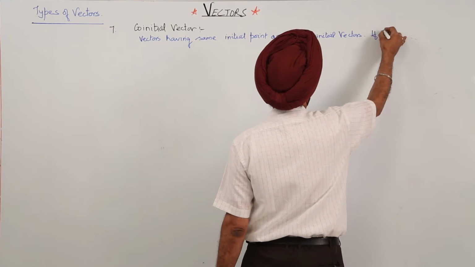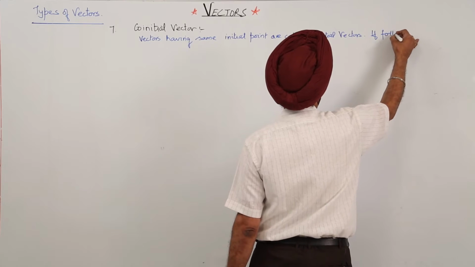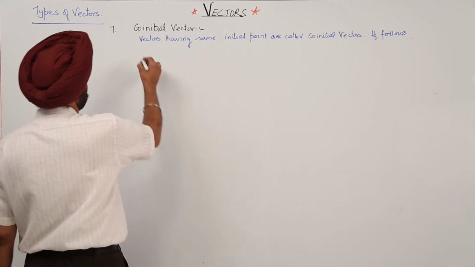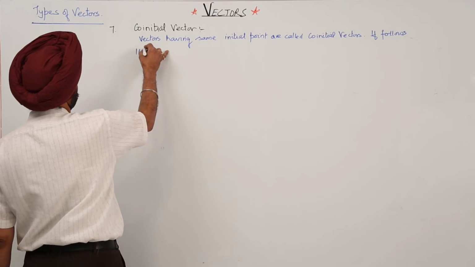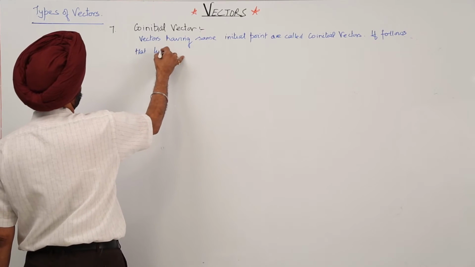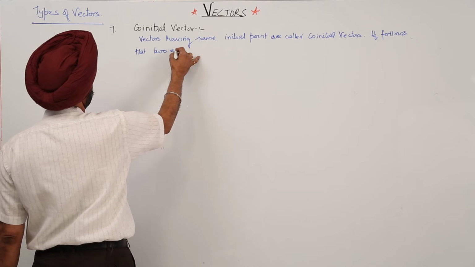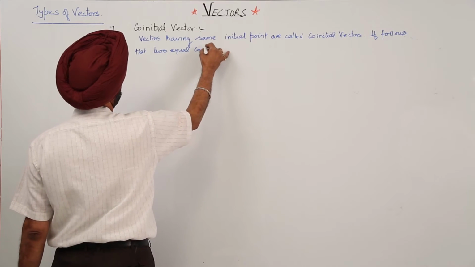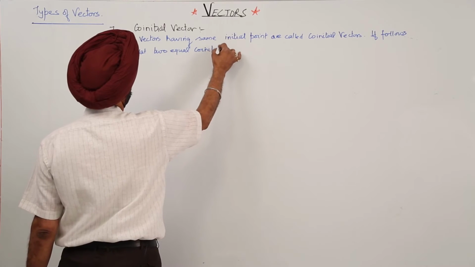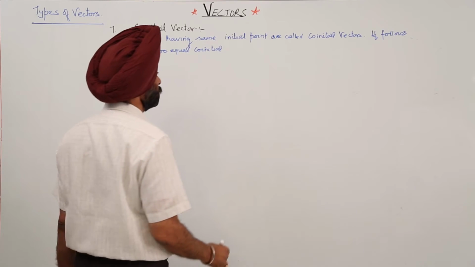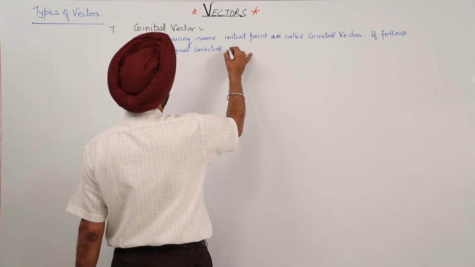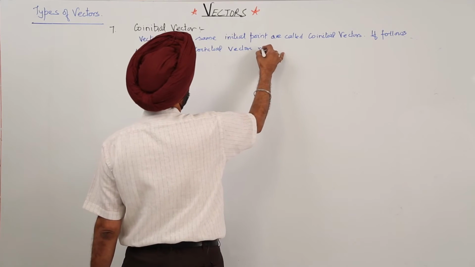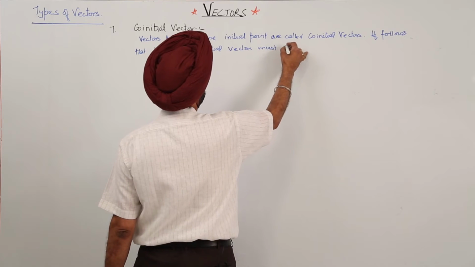Now, it follows that two equal co-initial vectors must coincide.